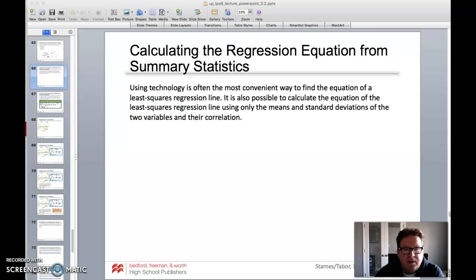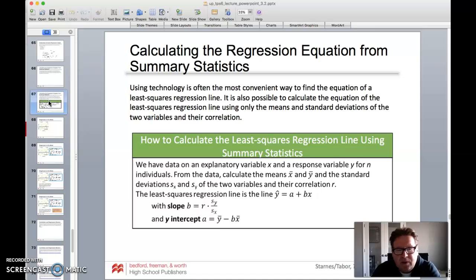All right, now again, using technology is the most convenient way to find that equation, but it's also possible to do it by doing your own calculations with some means and standard deviations of our two variables and the correlation that we see. So how would we do it? Well, we have the explanatory variable x and response variable y for n individuals.